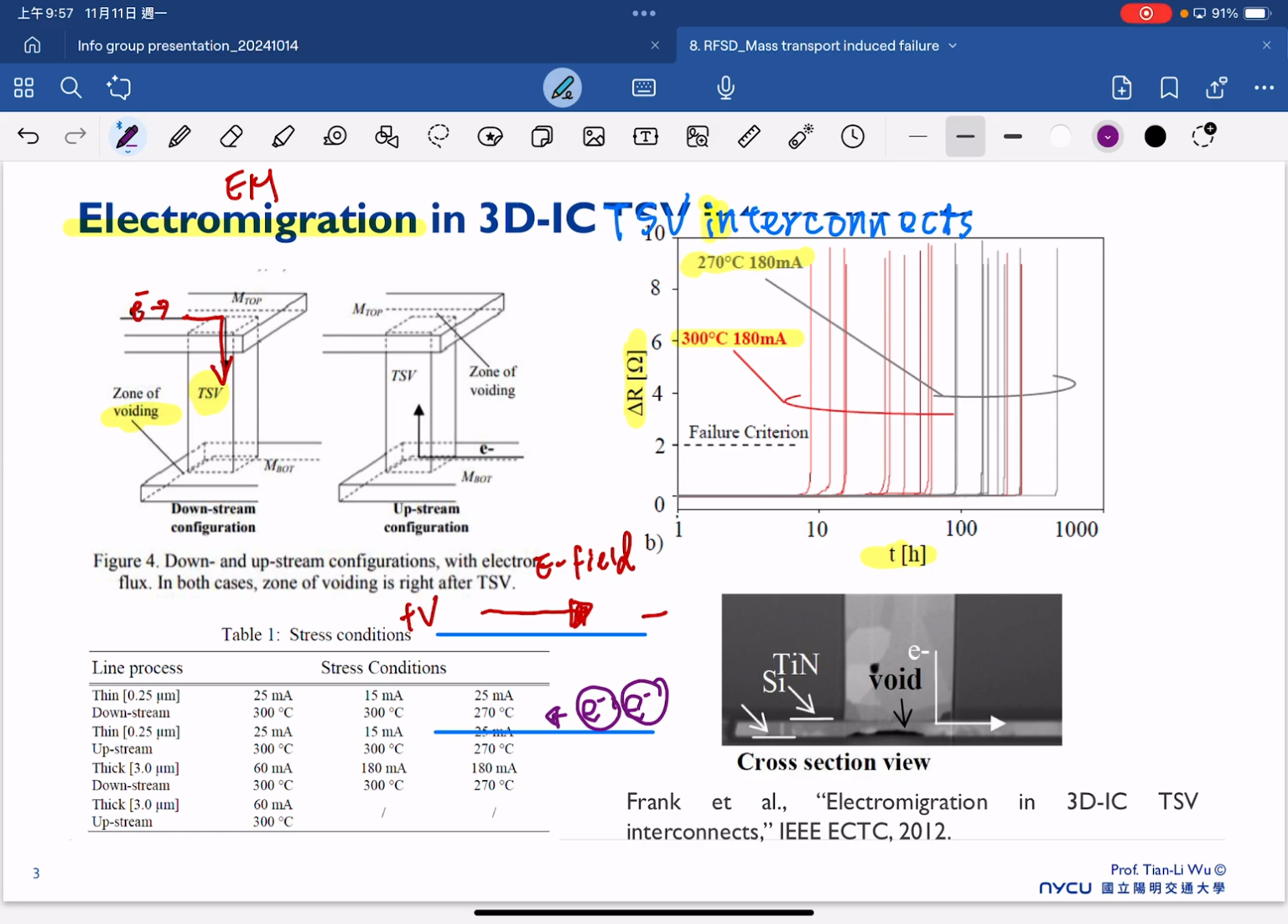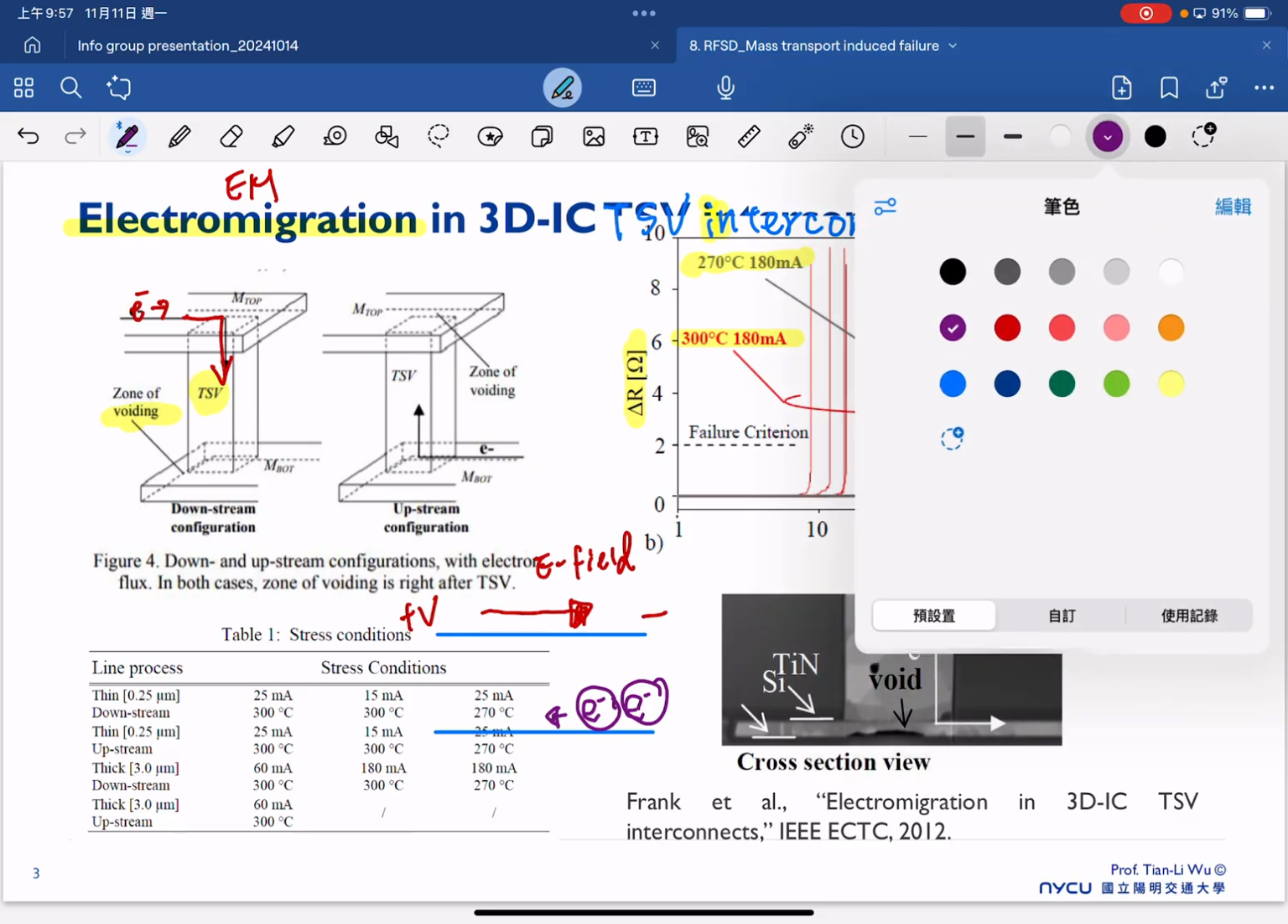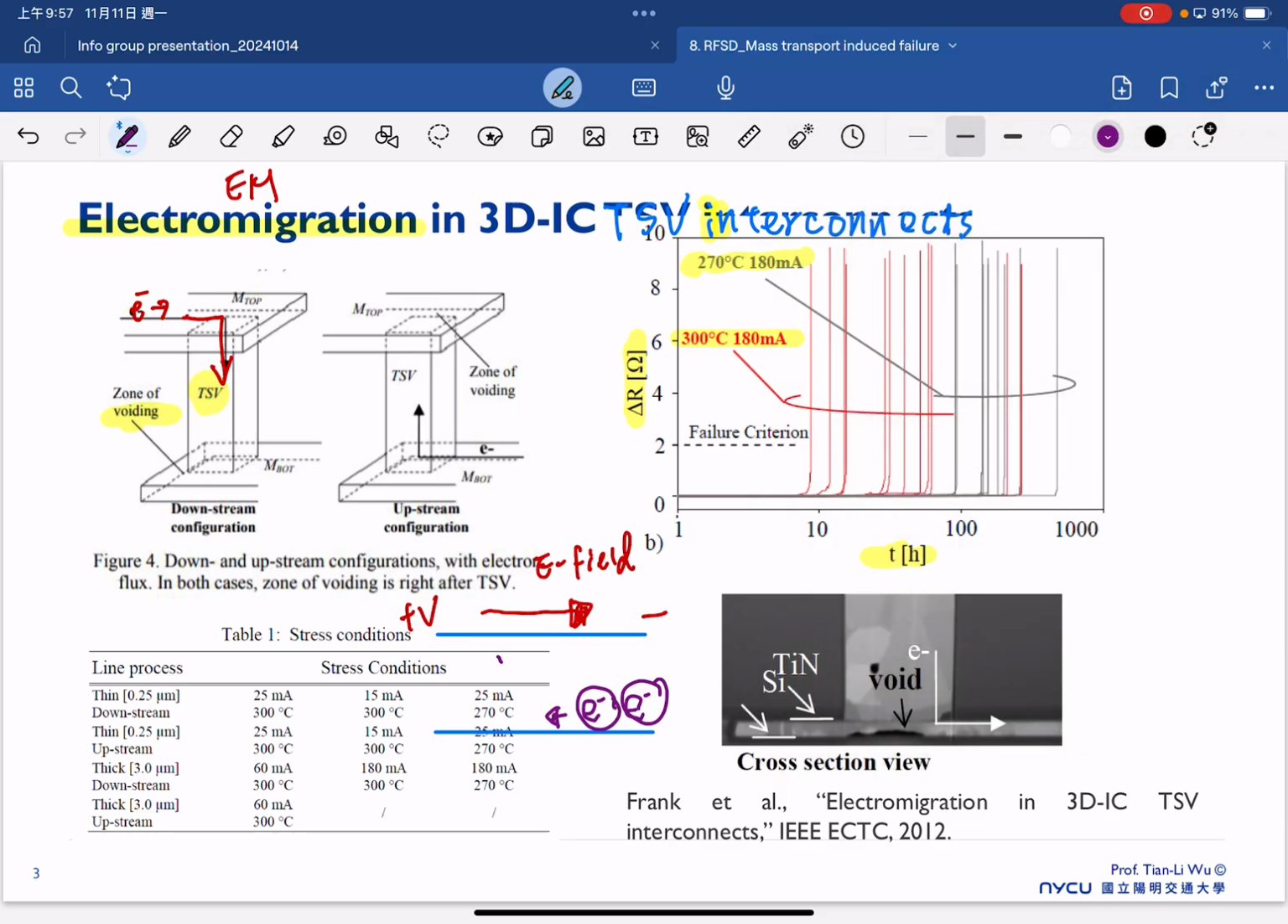During the flow, the electrons create a huge momentum, and this momentum will be exchanged to, in our case, the copper line here. So the electrons will start to push the copper atoms toward the left. Start to push the copper atoms toward the left.